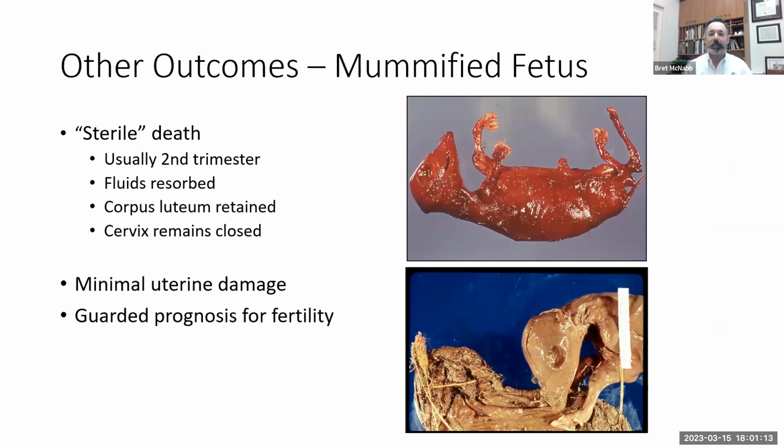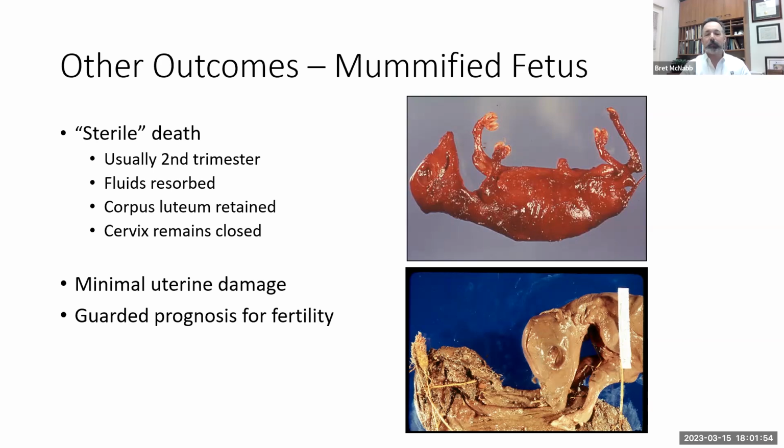But there are some other outcomes if it's not passed. So one would be a mummified fetus, where we have some kind of sterile death. So there's not a bacterial component to this abortion, and the fetus simply stays in the cow's uterus. The cervix doesn't open, but the fluid that's there is slowly reabsorbed. So we're basically drying out this fetus, which is why it's termed a mummy. The corpus luteum that's maintaining the pregnancy on the cow's ovary stays, and so we keep this progesterone dominant state that's keeping the cervix closed and making the cow think that she's still pregnant.